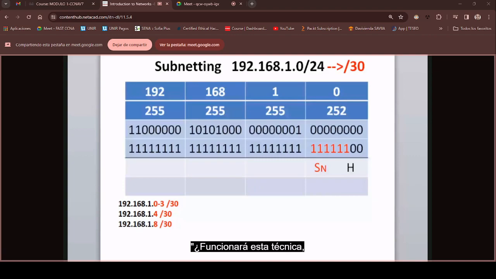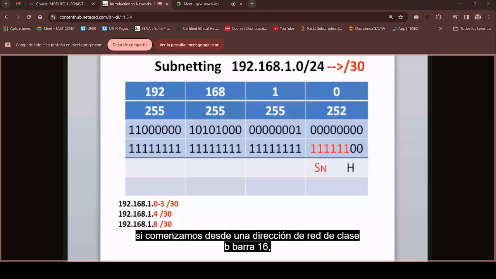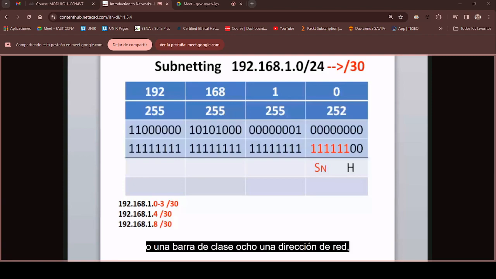You might ask yourself, will this technique, the magic number technique of looking at the place value of the last one in the subnet mask, work in other subnetted octets? In other words, if we're starting from a class B /16 network address, or a /8 class A network address, would this technique work? And it does.